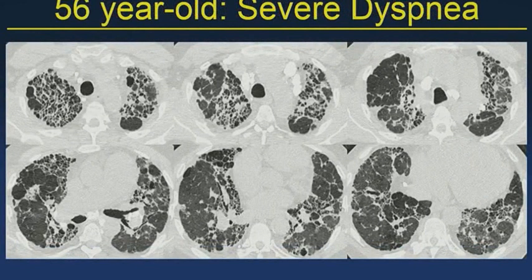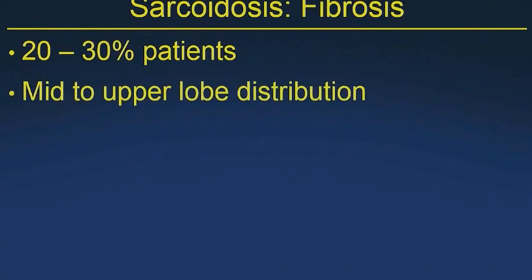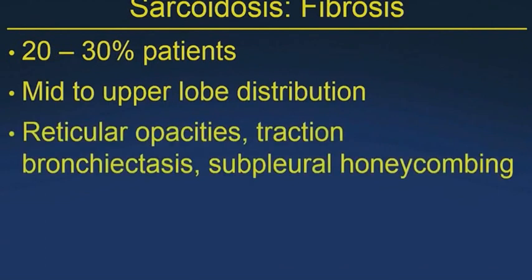Now, our next patient is a 56-year-old person with severe dyspnea, and you can see that this patient has very advanced fibrosis. There are thickened inter- and intralobular septa, traction bronchiectasis. We see the beginning of some subpleural cysts, perhaps even a little bit of honeycombing. Notice the upper lobe distribution here, which is typical of sarcoid, and the calcified nodes, which we often see in advanced fibrotic sarcoid.